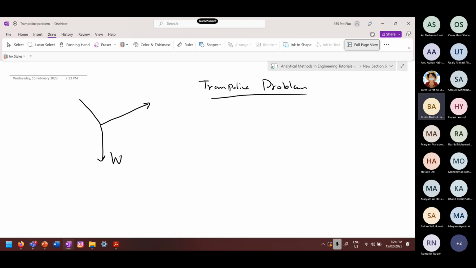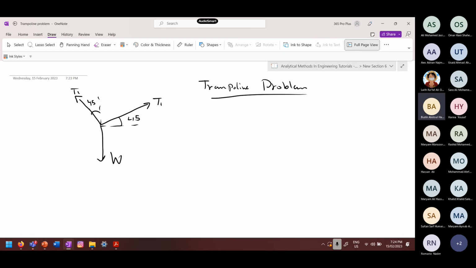Okay, we got T1, T2, and we got angles. Let's say this is 45, and this one here is also 45. So how are you going to solve this one? This will be similar to the stuff that you studied in Physics 1 and statics, but you will use the skills that you got from analytical methods. The first step is to change the angles from degrees to radians.